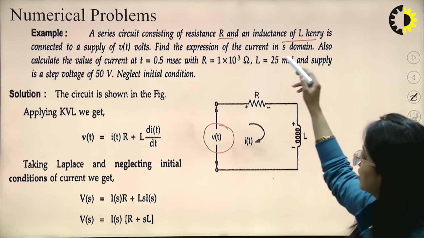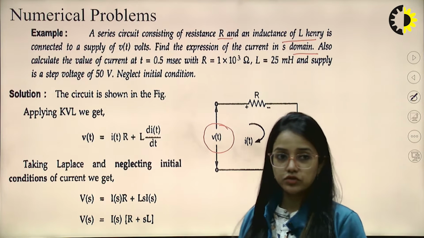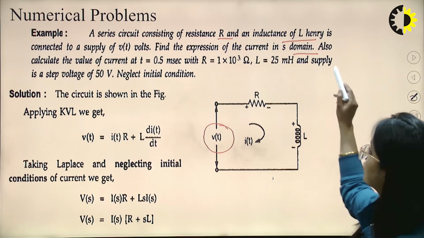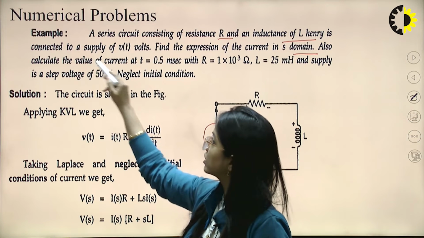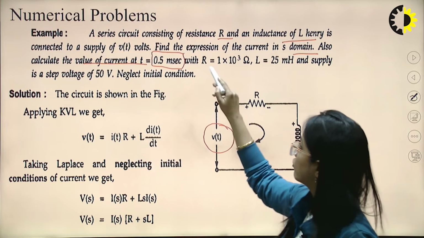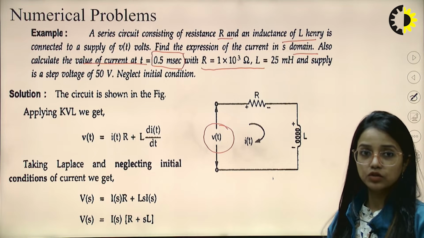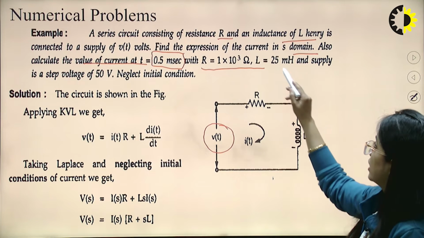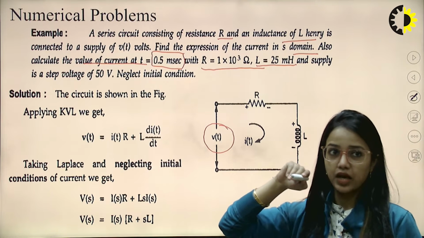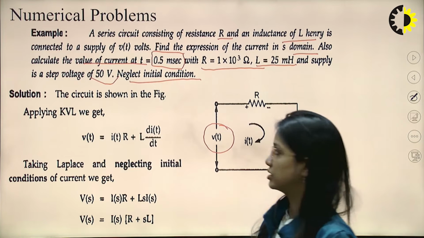We have to find an expression for current in the S domain, so we have to take the Laplace. Now we have to calculate the value of current when t equals 0.5 milliseconds, with the value of resistance being 1 into 10 raised to the power 3 ohm, that is 1 kilo ohm. Inductance is 25 millihenry and the supply voltage is 50 volts. We have to neglect initial conditions.